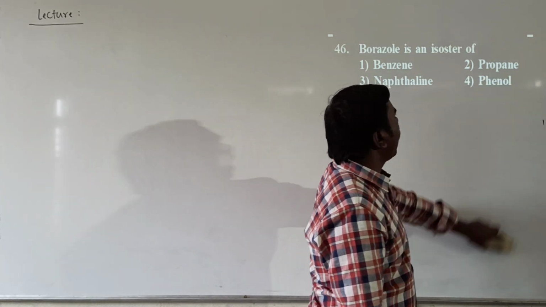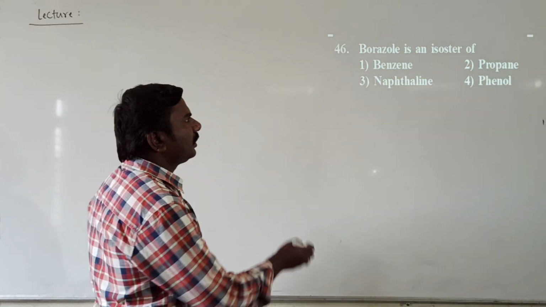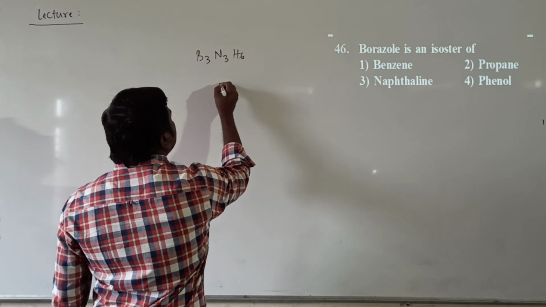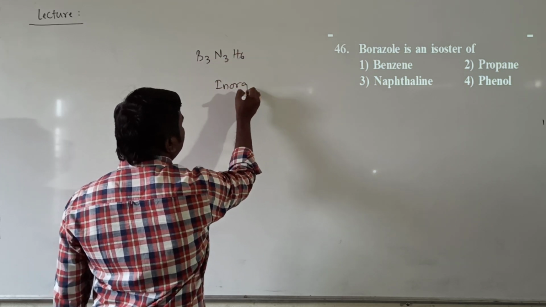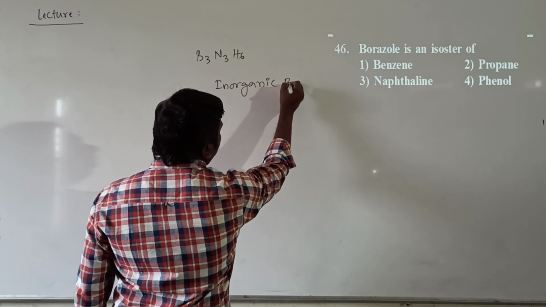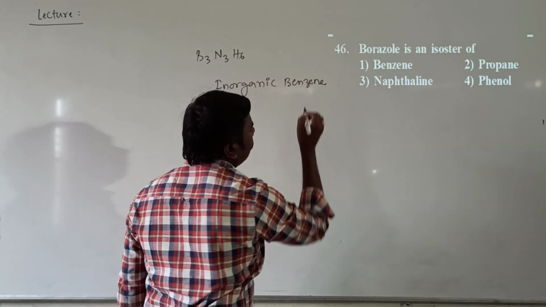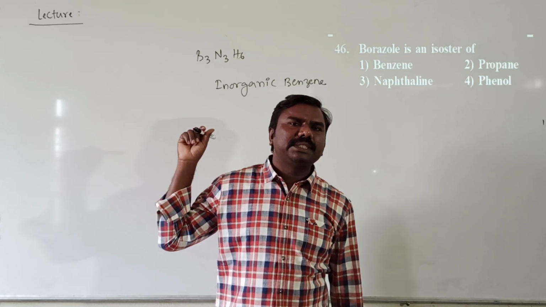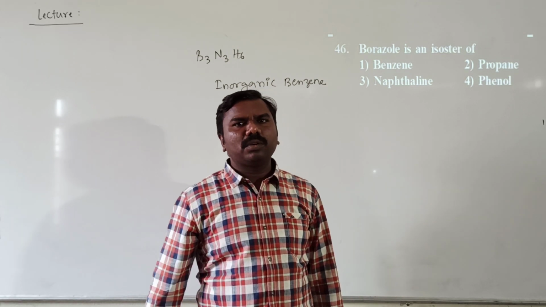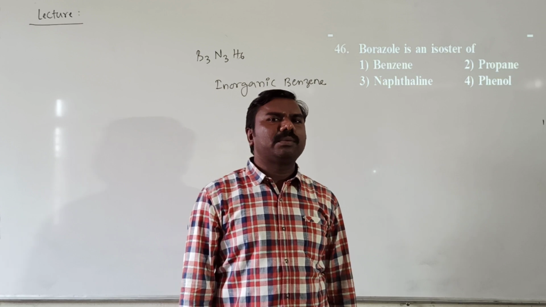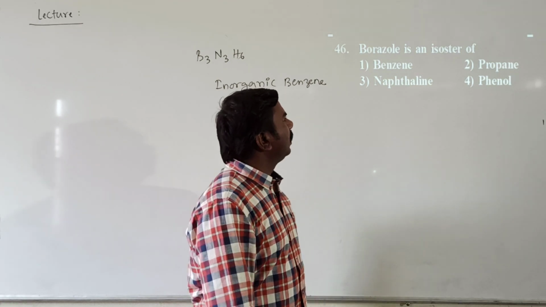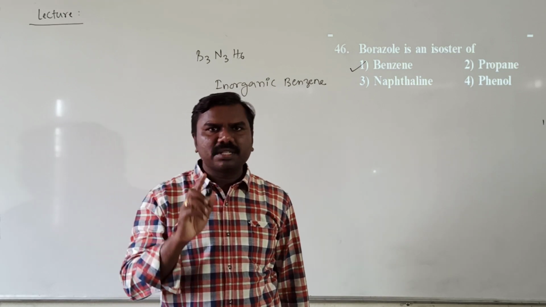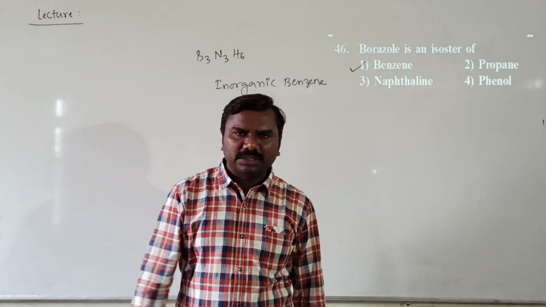Borazole is an isoster of benzene. Borazole is B3N3H6. It is called inorganic benzene. Benzene C6H6 is isoelectronic with borazole. The structure of borazole or borazine is similar to that of a benzene structure. That's why it is an isoster of benzene. Isoster means similar structure. Next.